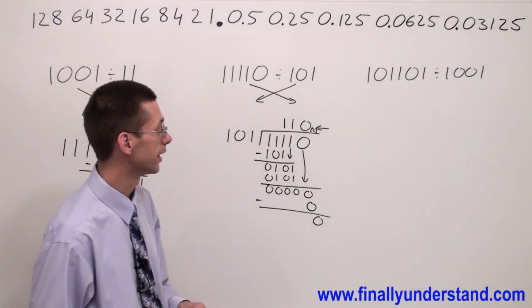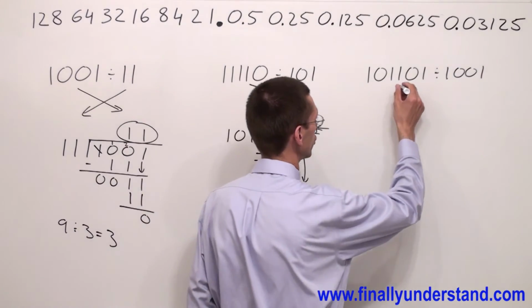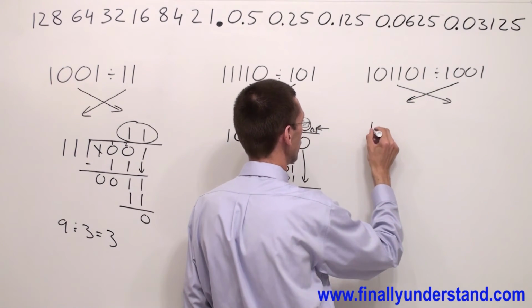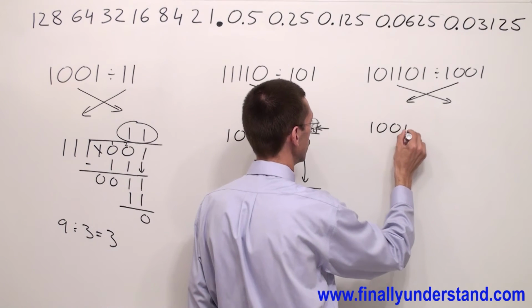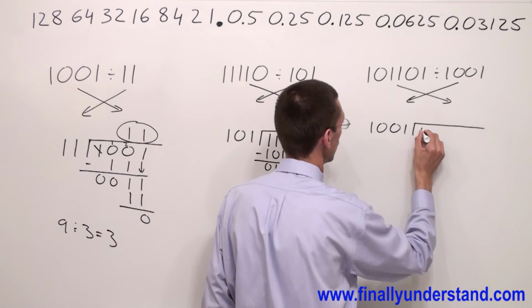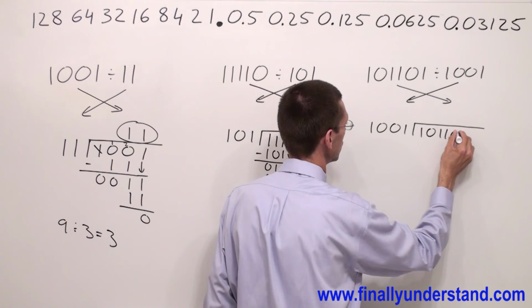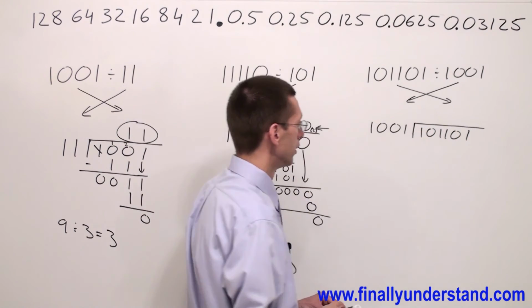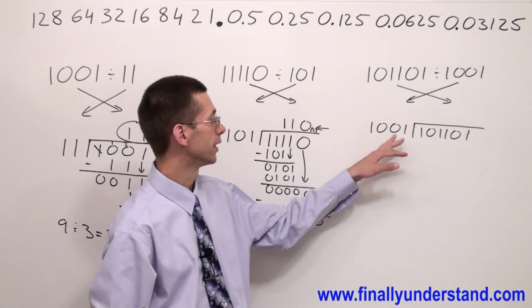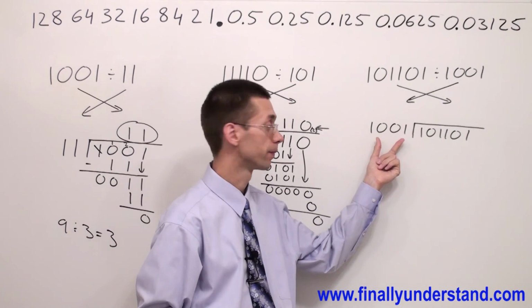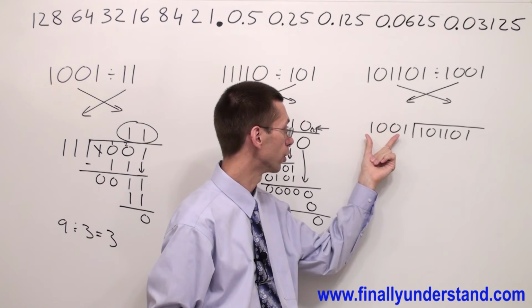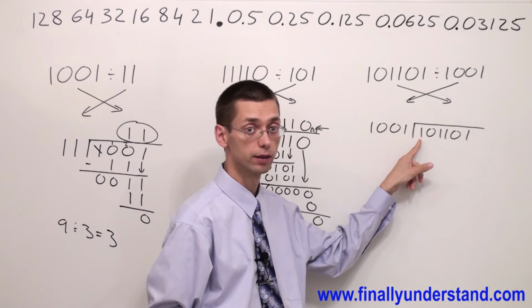Let's take a look at the next example. Again, we're supposed to switch the positions of the divisor and dividend. I have 1, 0, 0, 1 and 1, 0, 1, 1, 0, 1. This is binary 9. We're supposed to ask a question, how many times 9 goes equally into 1?